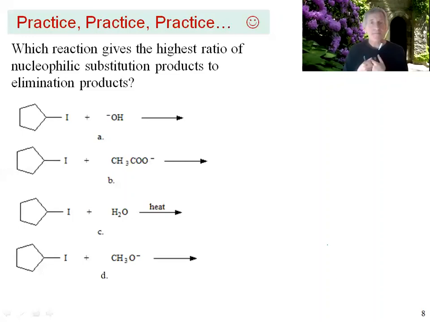Okay. Ready? Well, let's go through each one. Strong base, E2. So please, hopefully you drew the major product as the elimination product. So that's not a good answer.